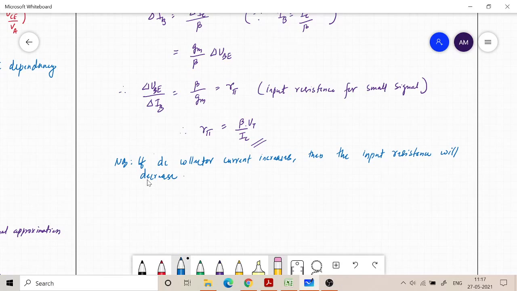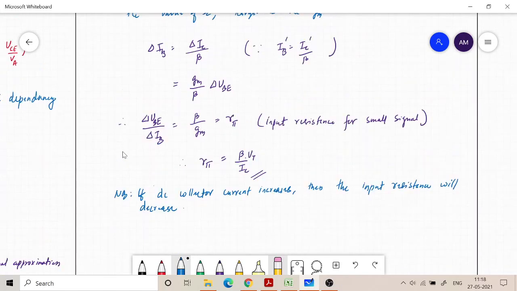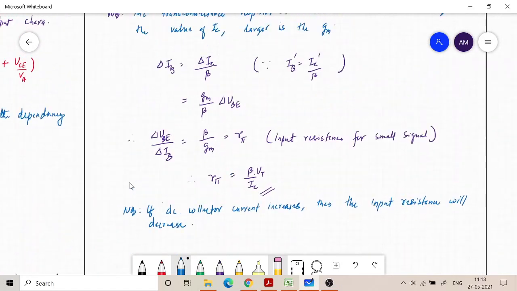So these equations tell you how to improve the transconductance amplifier: what are the parameters that you need to change, increase or decrease. And VT is a constant that depends only on temperature, on what temperature you operate the device, so that you cannot improve. But beta you can change, IC you can change, and thereby vary the input resistance as well as the transconductance.